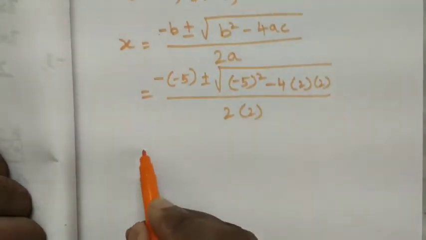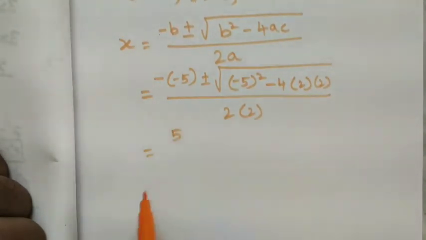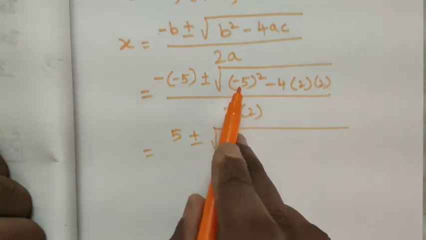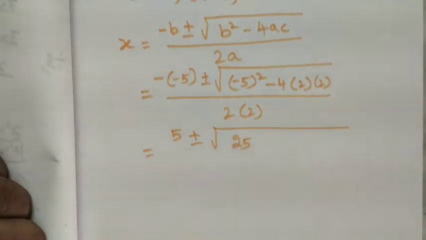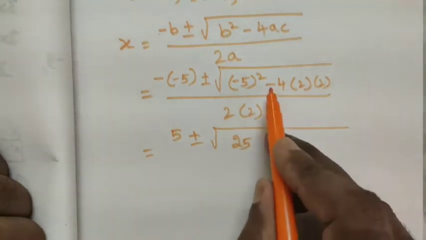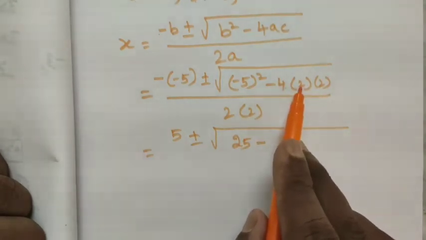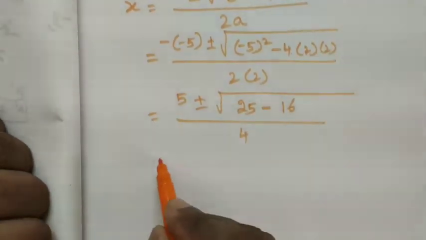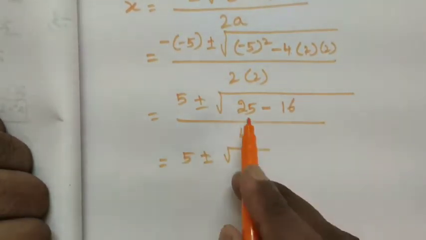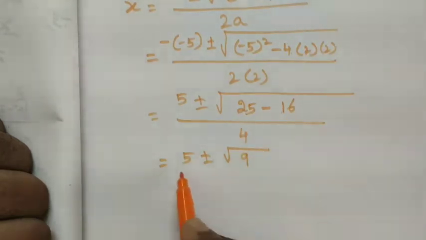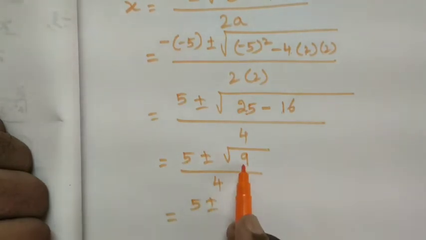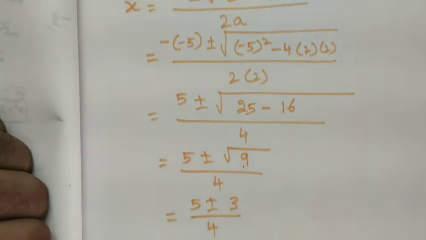Next step: minus into minus gives plus 5, right? Plus or minus the root of −5 into −5, which is 25. Minus 4 2s are 8, 8 2s are 16, divided by 4, right? Now 5 plus or minus the root of 25 − 16, which is 9, divided by 4. This is a perfect square number, so root 9 can be written as 3.